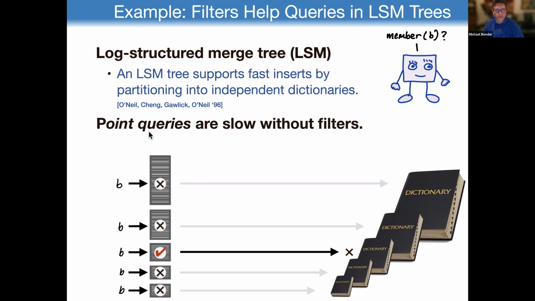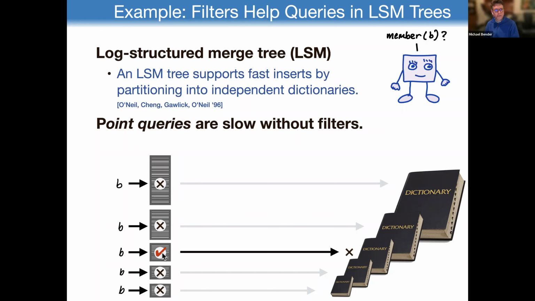But the result is that instead of querying in a single dictionary, suppose we're querying like is B in the dictionary. So you need to query in all of these different dictionaries, the biggest one, the next biggest, the next biggest. You need to query in all of them. Is B in the dictionary? Well, without a filter, we have to do 1, 2, 3, 4, 5 queries. But with the filters, this query is filtered out, this one's filtered out, this one actually gets through, these others are filtered out.